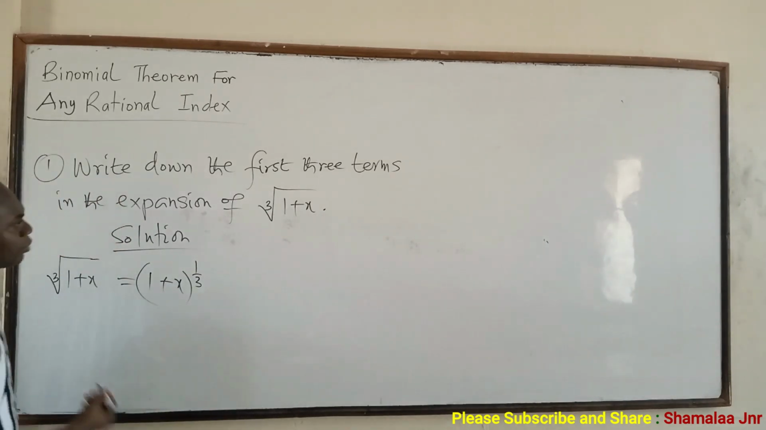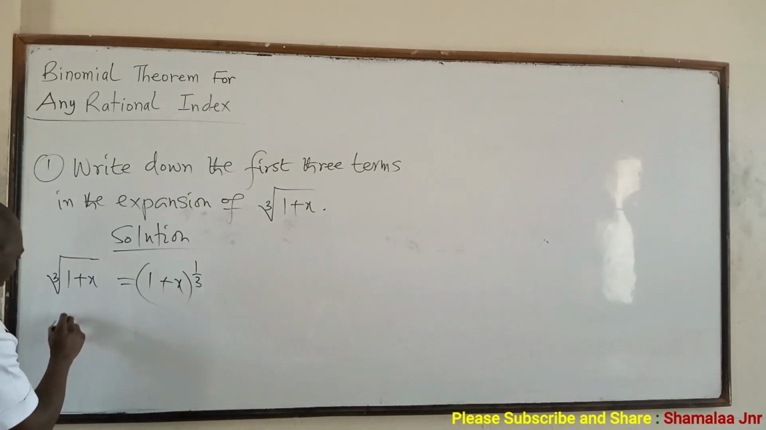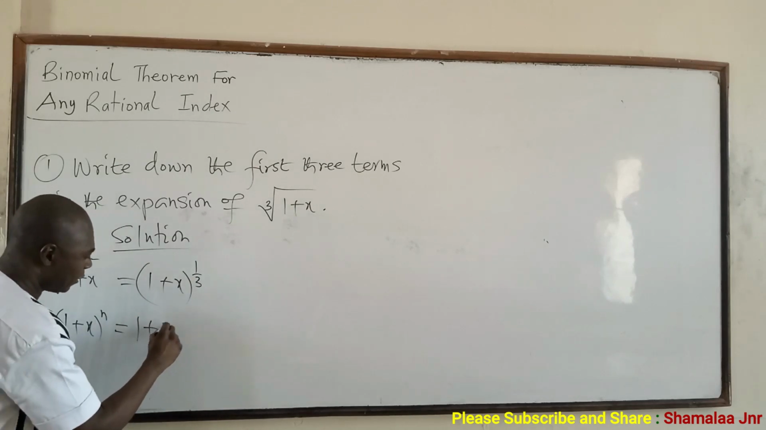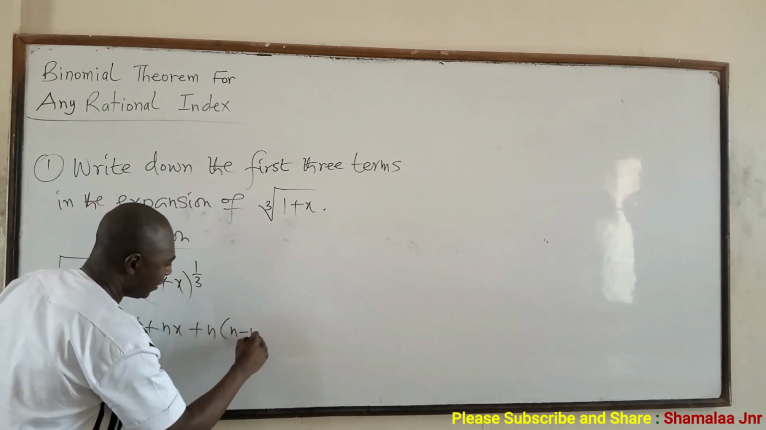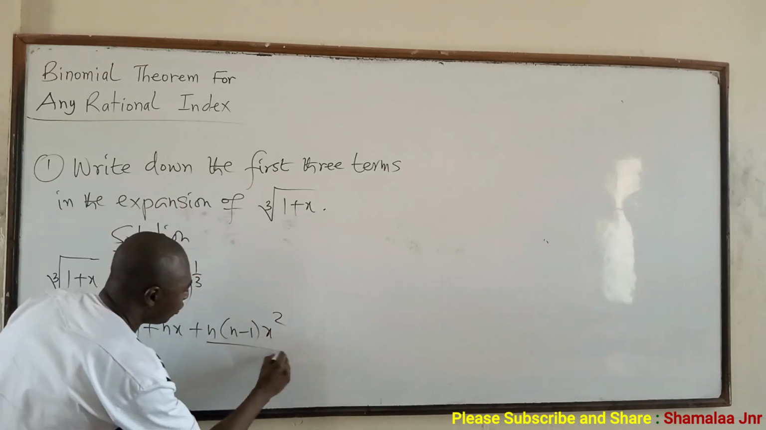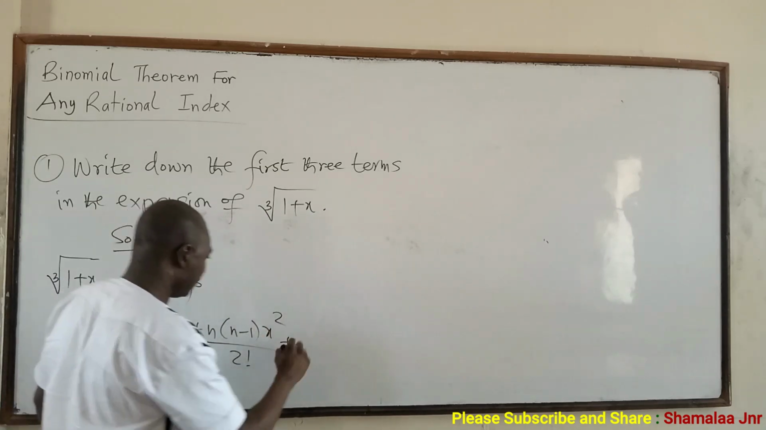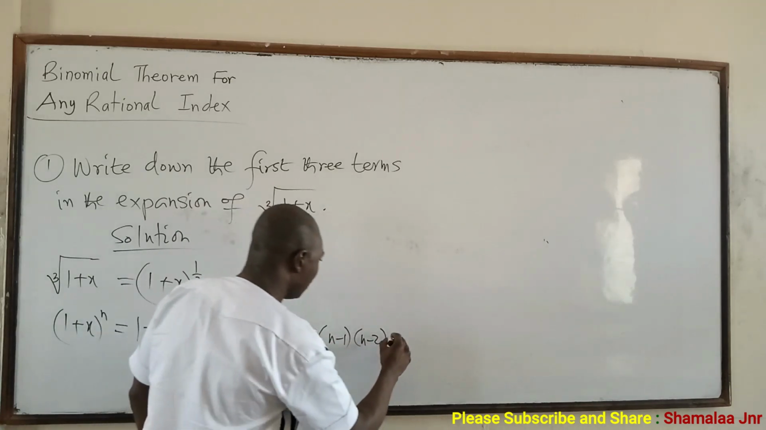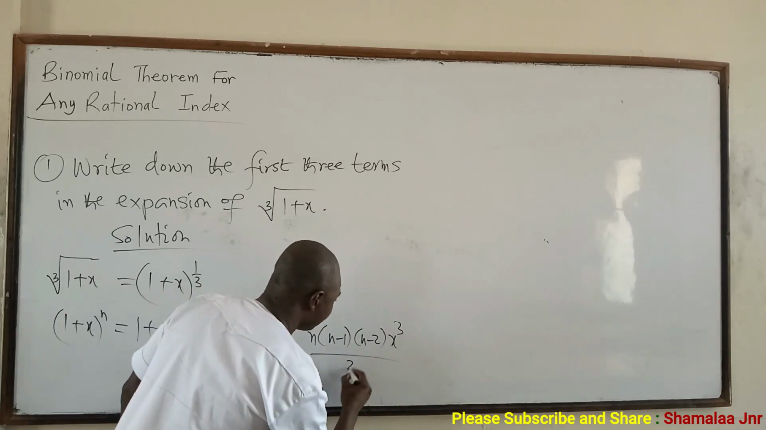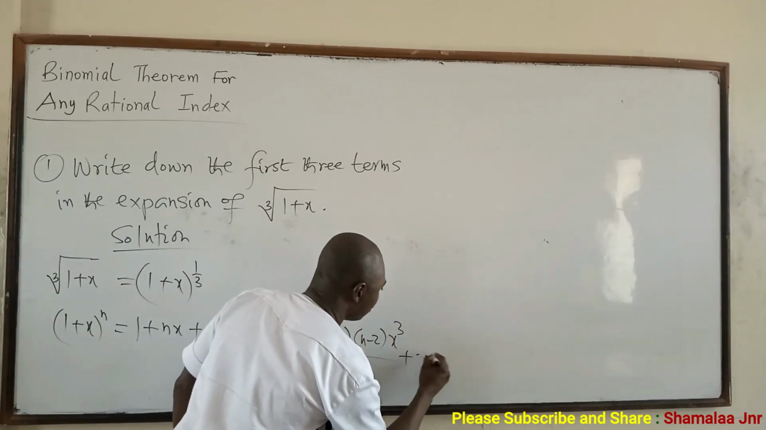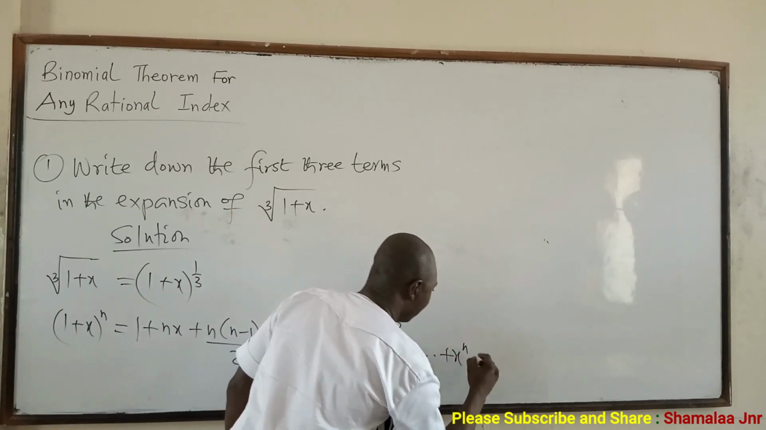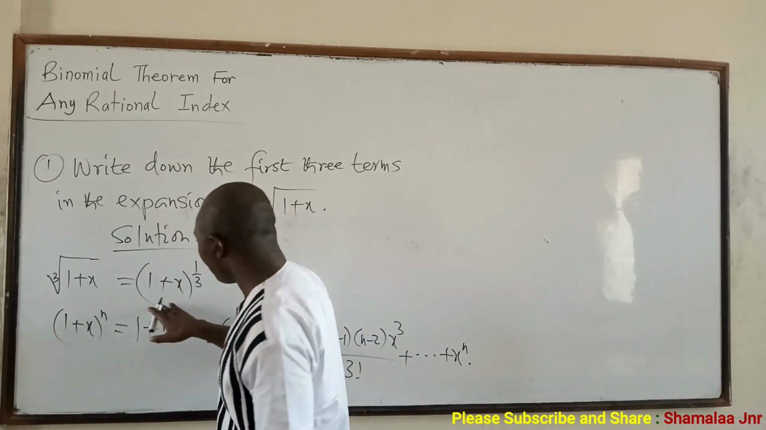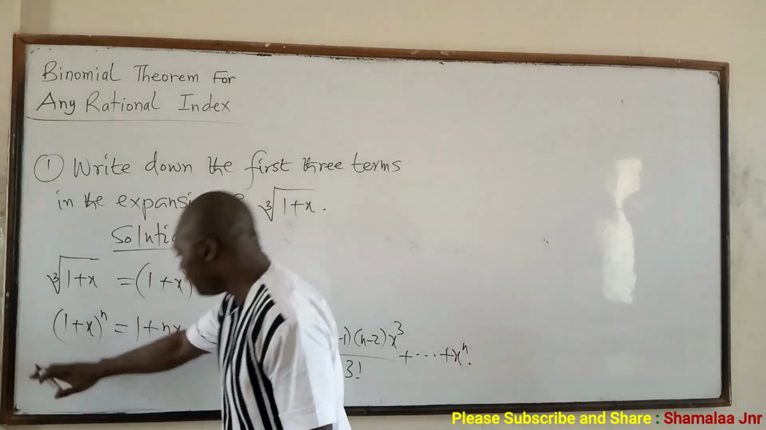Now, let's write the formula. You know that (1 + x)^n is equal to 1 + nx + n(n - 1)x² all over 2 factorial + n(n - 1)(n - 2)x³ over 3 factorial plus and so on, plus x raised to the power n. Do you see?